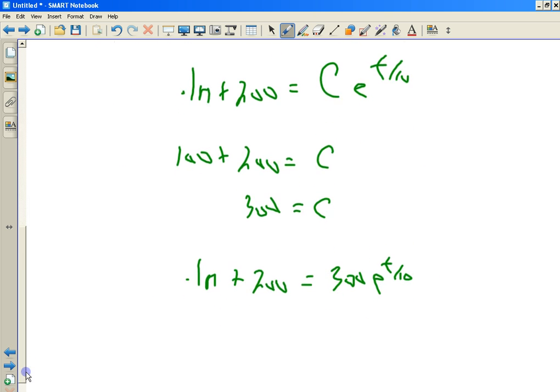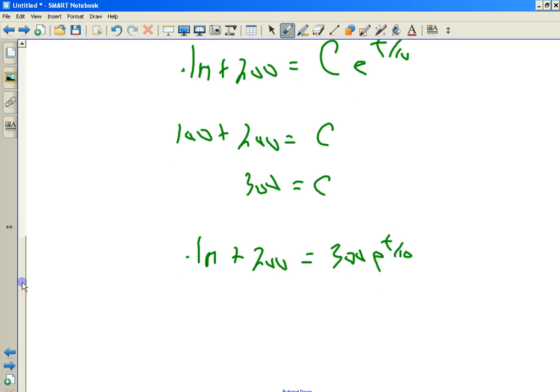Good question. All right, so let's get m alone. We didn't get m alone here. How would you get m alone? Subtract 200. So 1/10 of m is 300 e to the t over 10 minus 200. How do you get rid of the 10th?